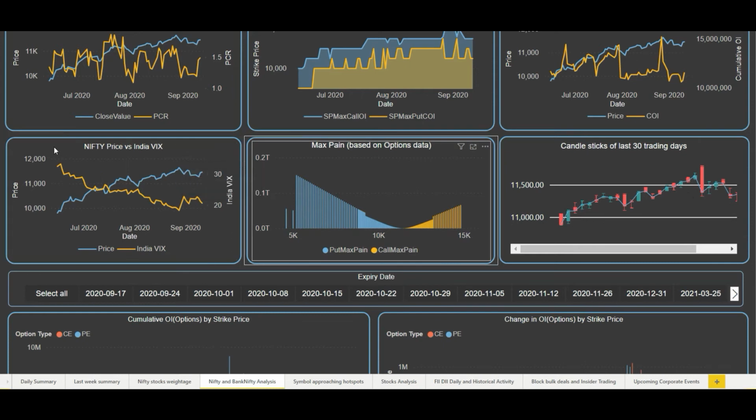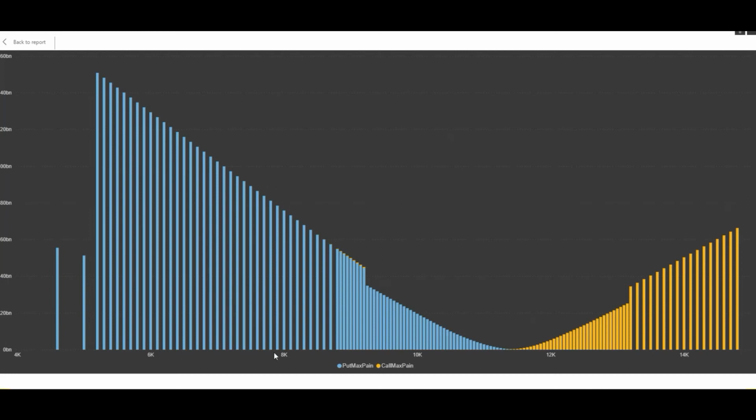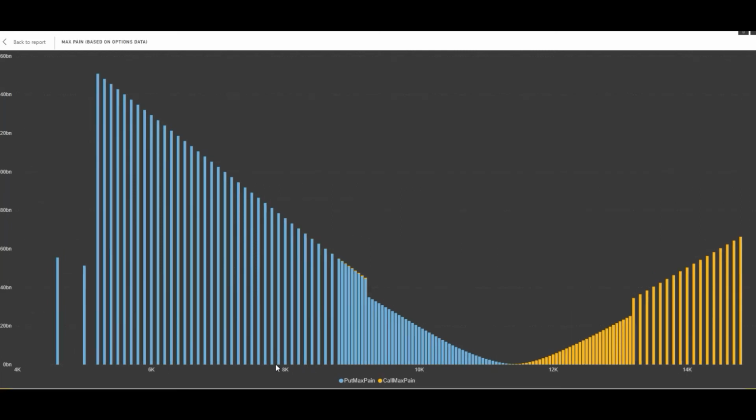Now coming to the second graph, we have max pain. The max pain graph is based on the max pain theory, which is based on the options data. It means we have to identify a point where there would be the minimum loss for the option sellers or option writers. So this graph tells you that. Currently for the Nifty, if we zoom in on the chart, we'll be able to see better. You can see that around 11,200 or 11,500, there is a minimum pain. Here there would be minimum loss for the option sellers.